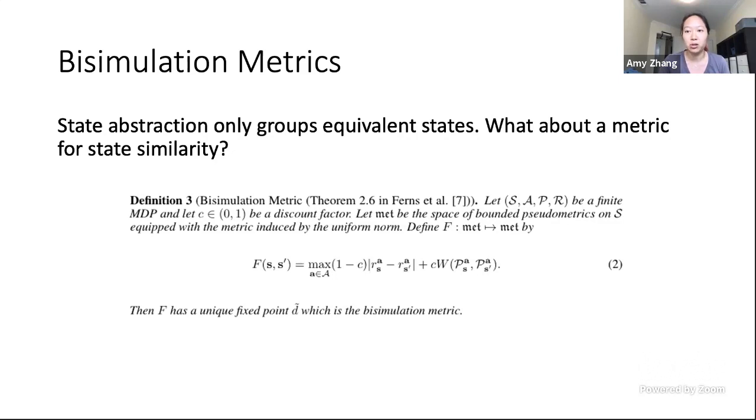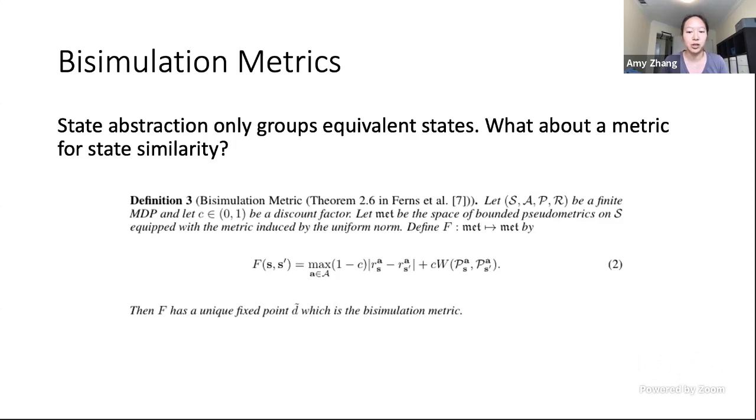But how similar they are is still important to us, right? We do still want to have a distinction between states that are more similar than others. And so bisimulation metrics are really nice because they basically soften this concept of state partitions, and instead define a pseudometric space where a distance function measures the behavioral similarity between two states.